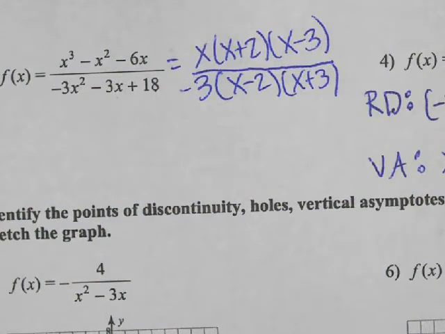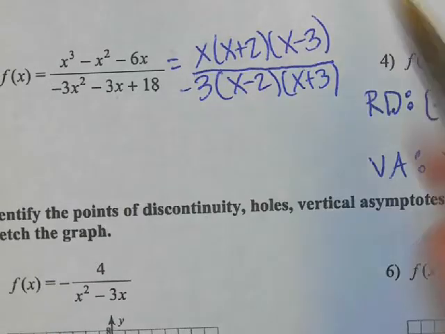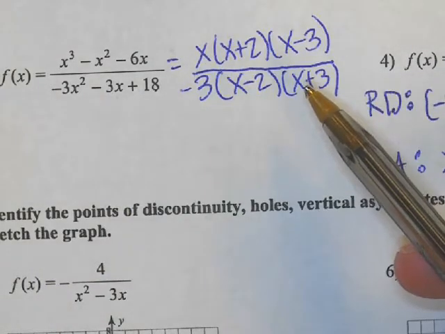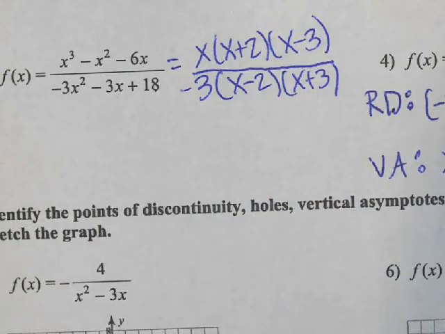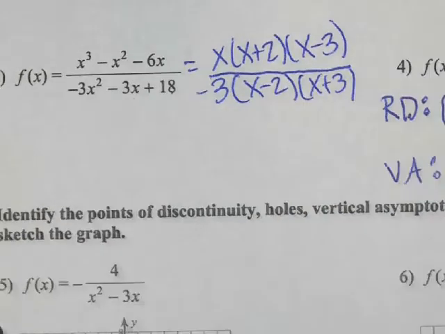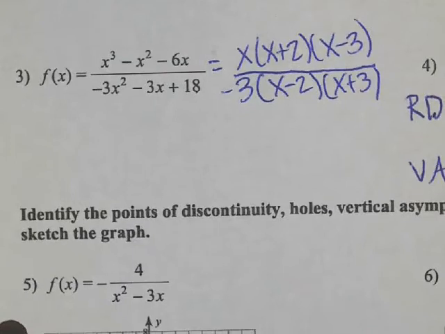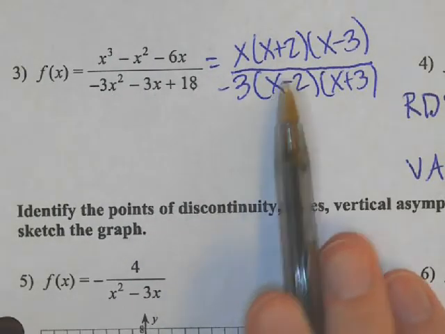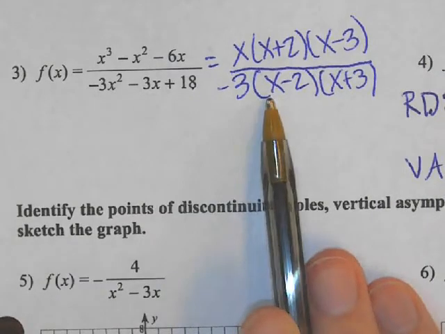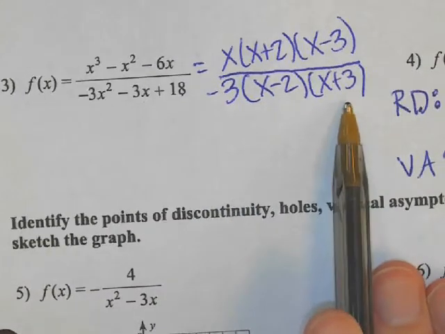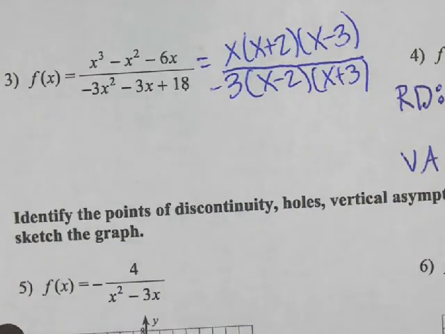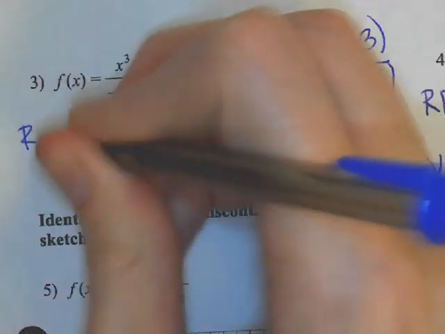Okay, then look at your notes, ask yourself the question, start with RD. When I look at this, is anything being removed? Okay, well first off, what are the x values that make this undefined? What x values make it undefined? This would be 2, this would be negative 3. Okay, are either of these factors being removed from the fraction? So then for RD, there is none.